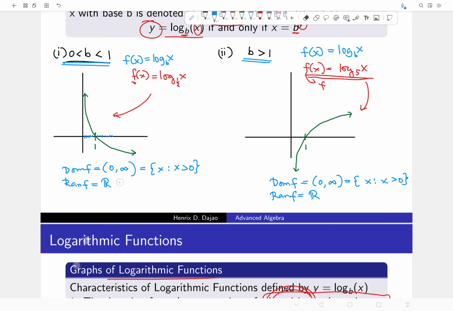Or you can write this in another way: the set of all y such that y is an element of the real numbers.